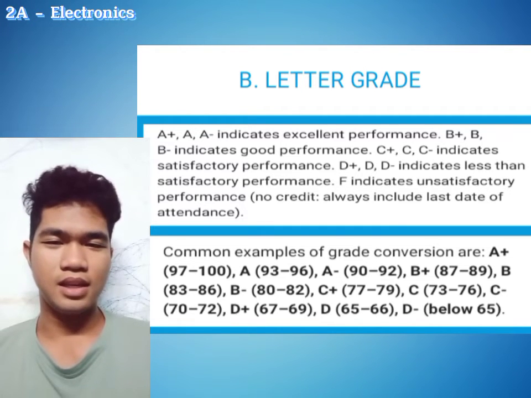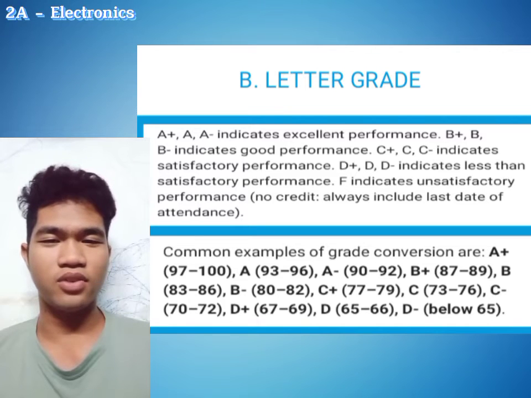C plus, C, C minus indicates satisfactory performance. D plus, D, D minus indicates less than satisfactory performance. F indicates unsatisfactory performance. No credit. Always include last date of attendance.